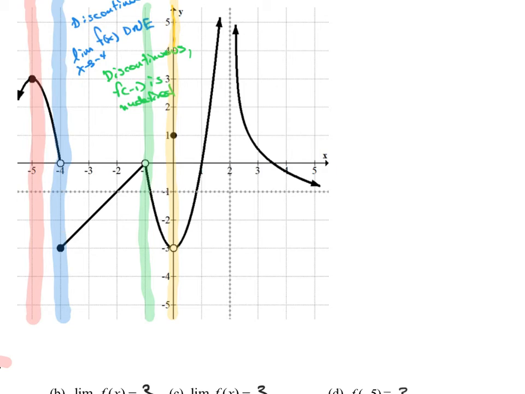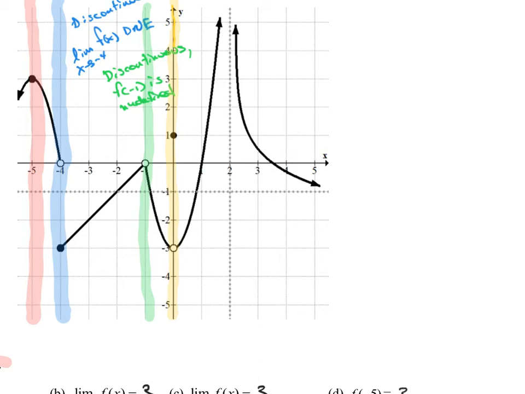Now let's look at the function value. Is there a closed circle? Well, yes, there is a closed circle. It's a closed circle with a y value of 1. So that means f of 0 is 1. Okay? So the limit exists, it's negative 3. The function exists, it's 1. The question is, is it continuous at x equals 0?